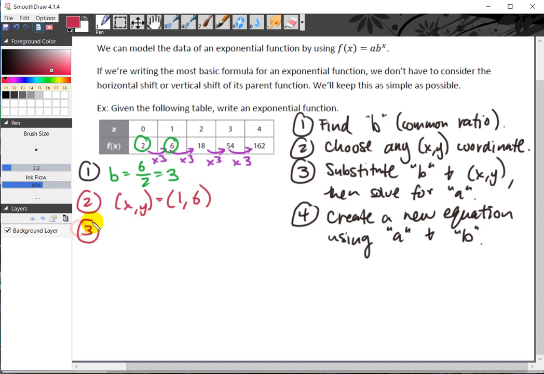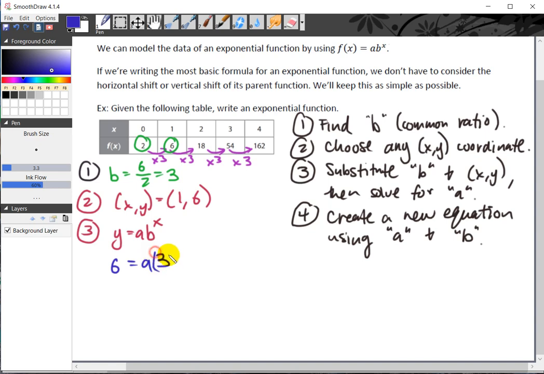Third step. Now we're going to solve for a using this formula. Just to keep things simple, I'm going to change this f of x into a y. So this is y equals a times b raised to the x. Okay, so I'm going to plug in y. Y is 6. A is our unknown, we need to solve for that. B is 3. And then x is 1.